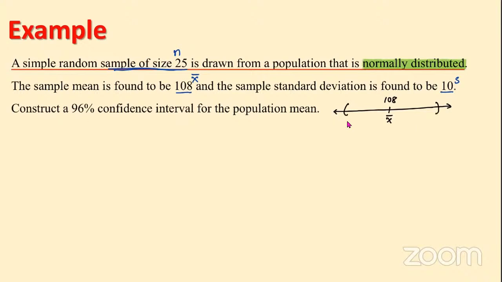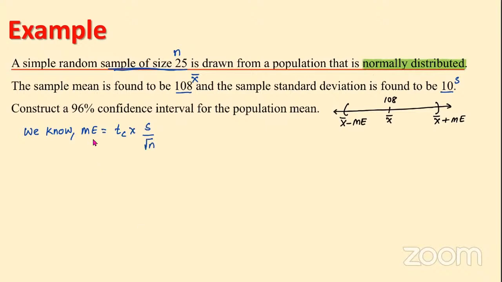The lower boundary for the confidence interval is X bar minus the margin of error, and the upper boundary is X bar plus the margin of error. But we have to be very careful when we determine this margin of error. You can clearly see that the population is normally distributed, but the population standard deviation is not given. If the population standard deviation is not given, we know the formula for margin of error: margin of error is equal to T critical multiplied by S over the square root of n.